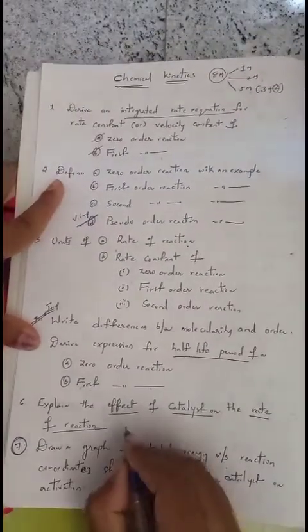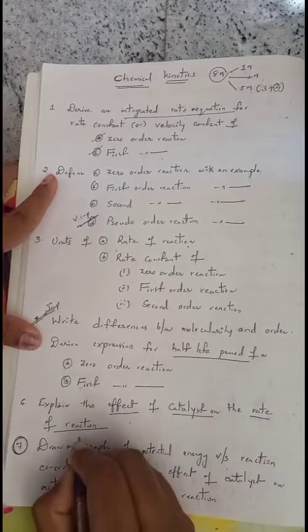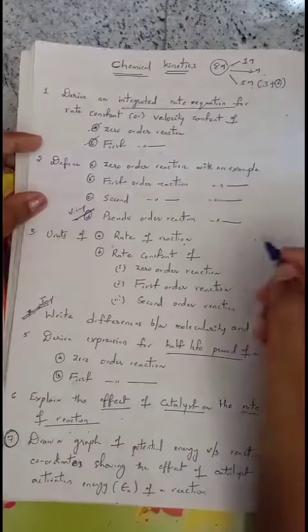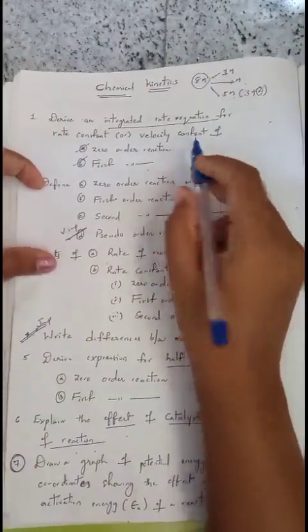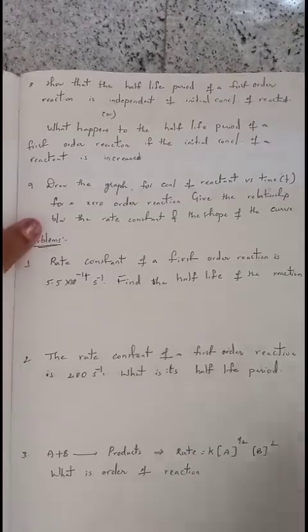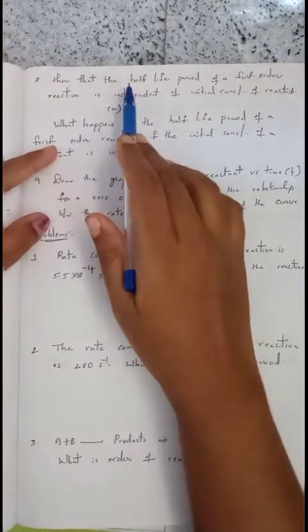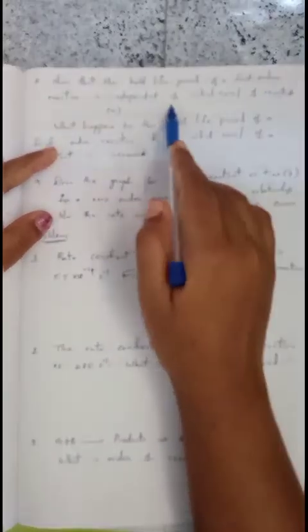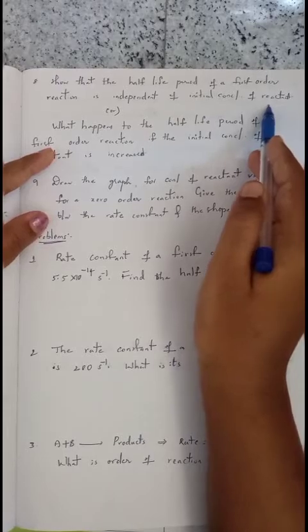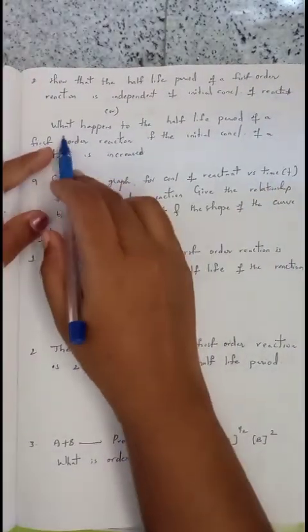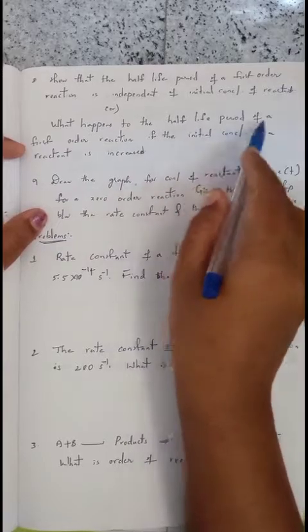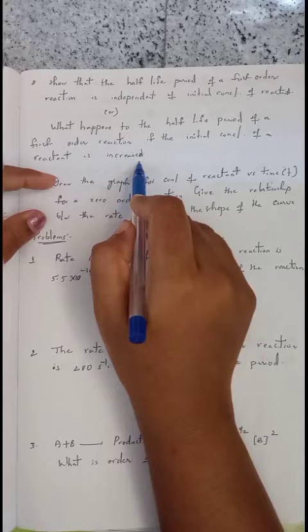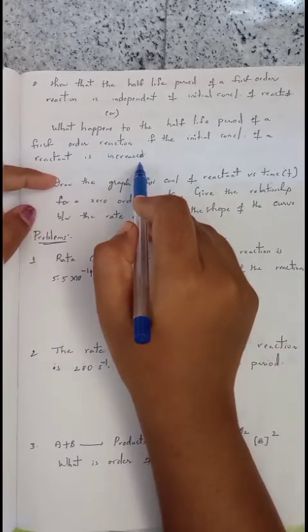Among all, the differences between molecularity and order of a reaction is very important. Next, the effect of catalyst on rate of reaction is also important. The integrated rate equation is also important for 3 marks. Next question: show that the half-life period of a first order reaction is independent of the initial concentration of the reactant. Or another way to ask the same question: what happens to the half-life period of a first order reaction if the initial concentration of a reactant is increased? It is independent, that you want to write down.